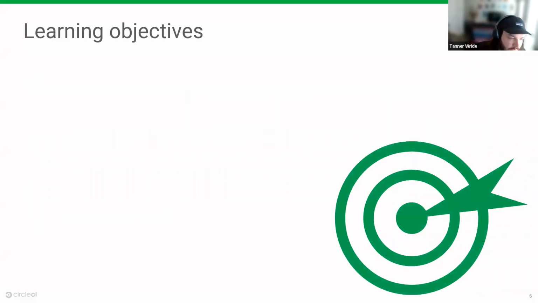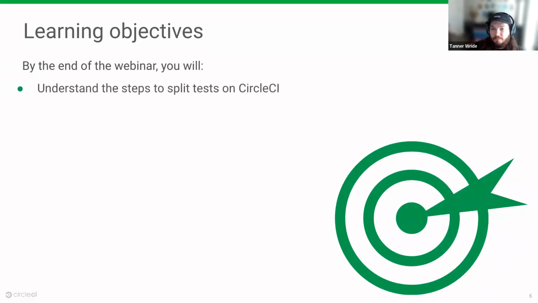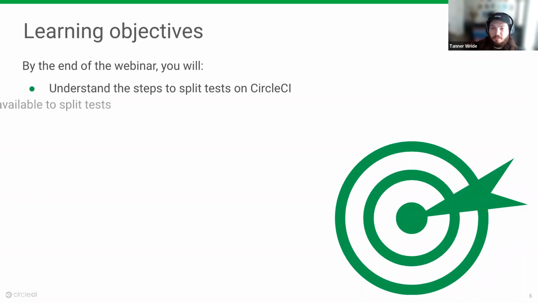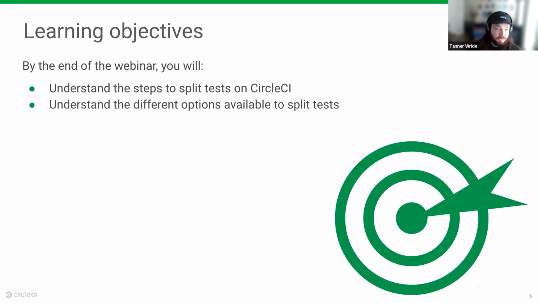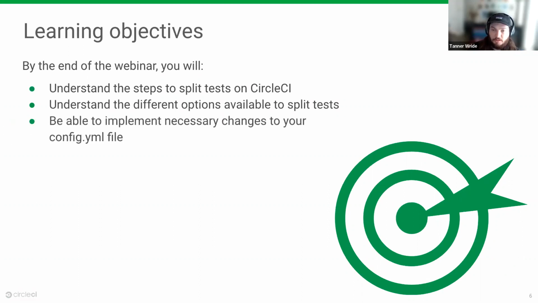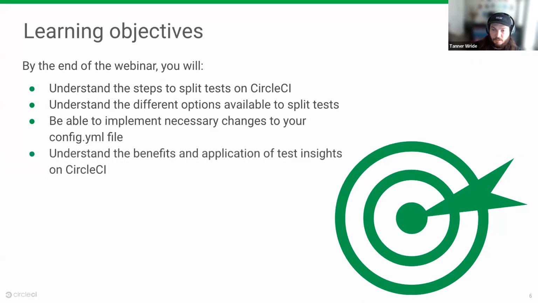And our learning objectives for today: hopefully by the end of the webinar, you'll be able to understand the steps to split tests on CircleCI, understand the different options that you have when splitting tests, so splitting by timing, for example, or by file name. And then hopefully you'll be able to implement any necessary changes to your configuration file to implement test splitting in your pipeline. And then last, understand some of the benefits and application of test insights on CircleCI.